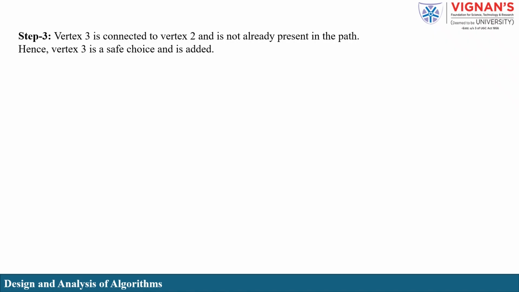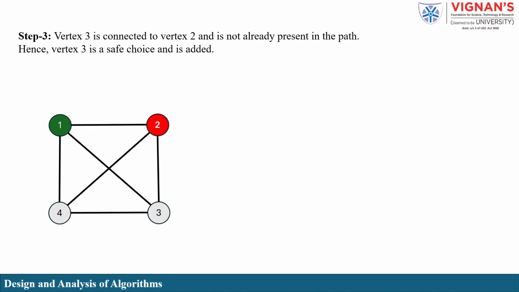Now we are at step 3. So far, the visited path is 1, 2, -1, -1. We are currently at vertex 2. From vertex 2, we check all its directly connected vertices. Vertex 2 is connected to vertex 1, vertex 3, and vertex 4. Vertex 1 is already visited, so we cannot choose it again. Now we check vertex 3 and vertex 4. Vertex 3 and vertex 4 are both directly connected to vertex 2.